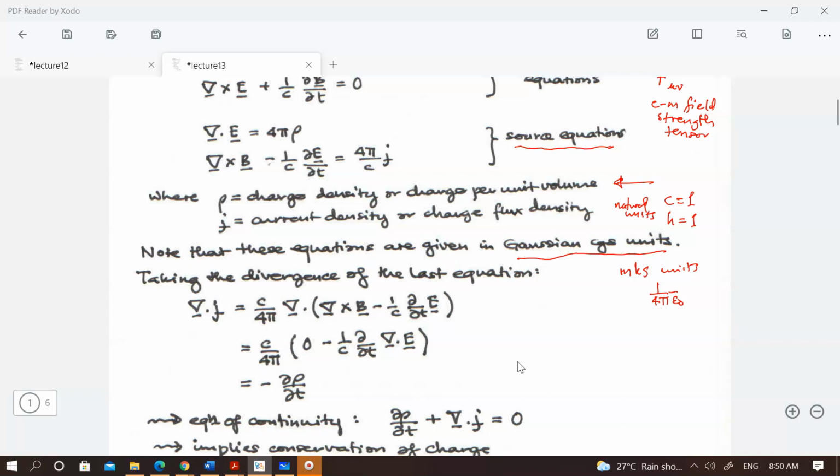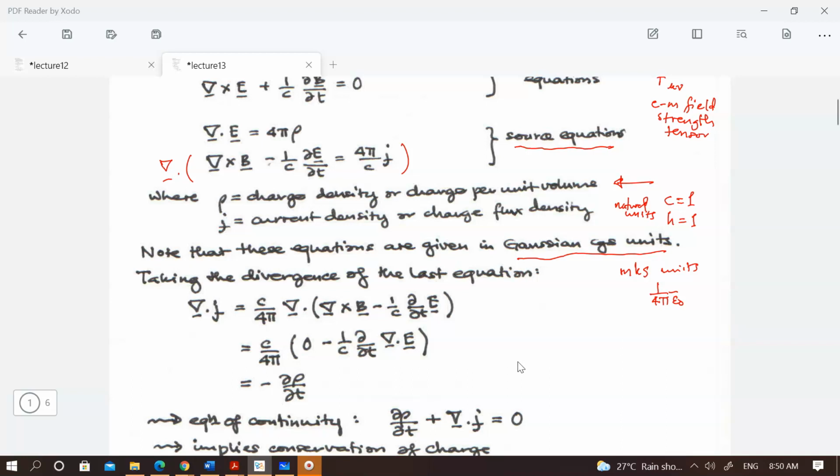Where does this come from? You can actually take the divergence of the last equation. So you take the divergence of the whole thing. In other words, on the right hand side, you have the divergence of your current density. So you get del dot J here.